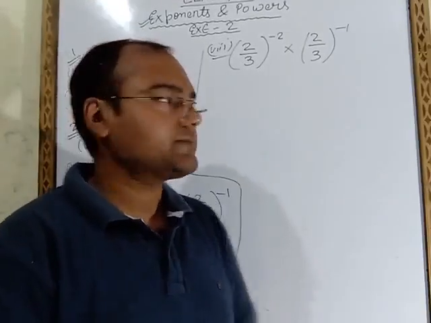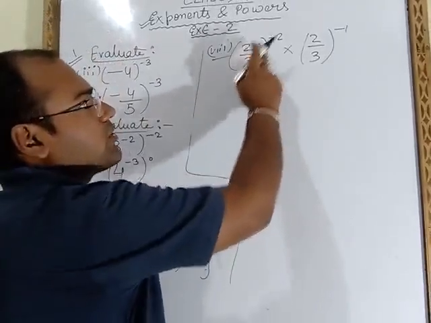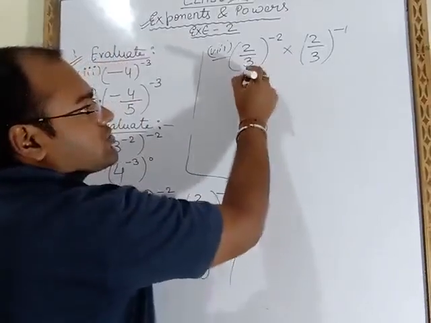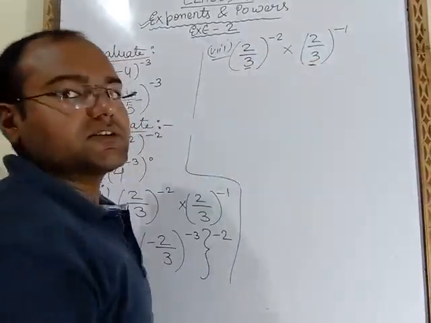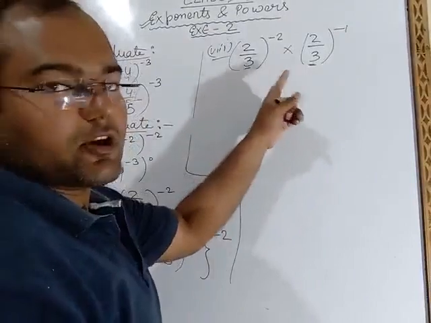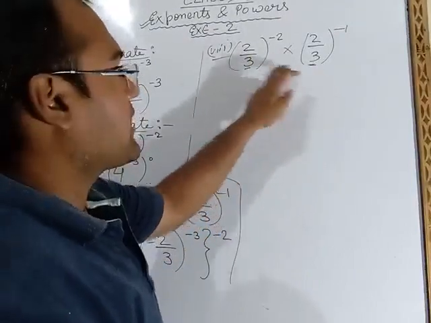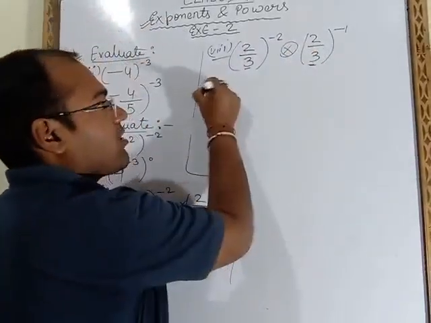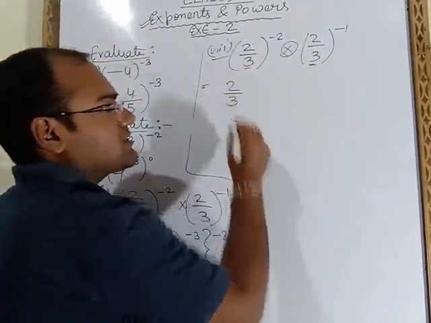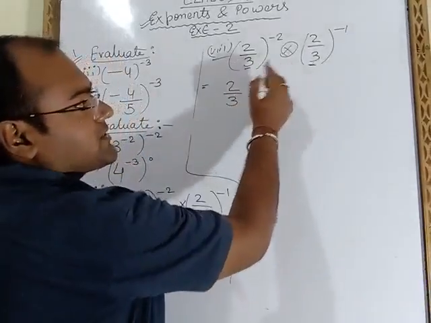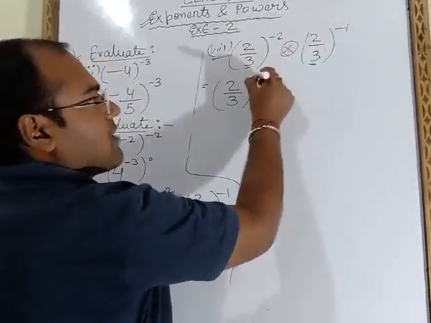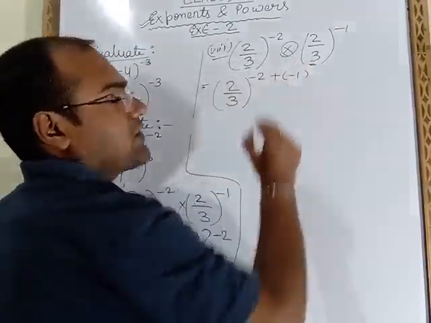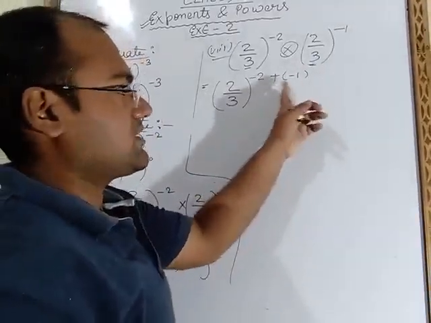Now see 8th part. 8th part is 2 upon 3 whole power minus 2 multiply 2 upon 3 whole power minus 1. So here in this question you will observe that both the bases are the same, and in between these two bases multiply sign is coming. So we have to use law of exponent. This base we have to write as it is. In between these two bases multiply sign is coming, so we have to add these two powers. Minus 2 add means plus minus 1. This minus 1 we have to take in bracket because plus and minus two signs are coming together.